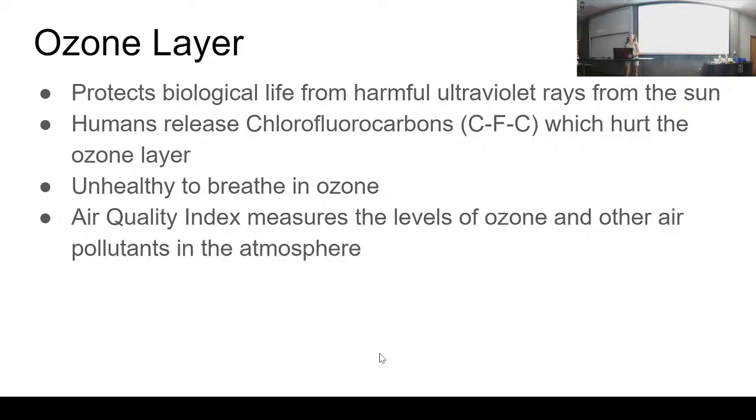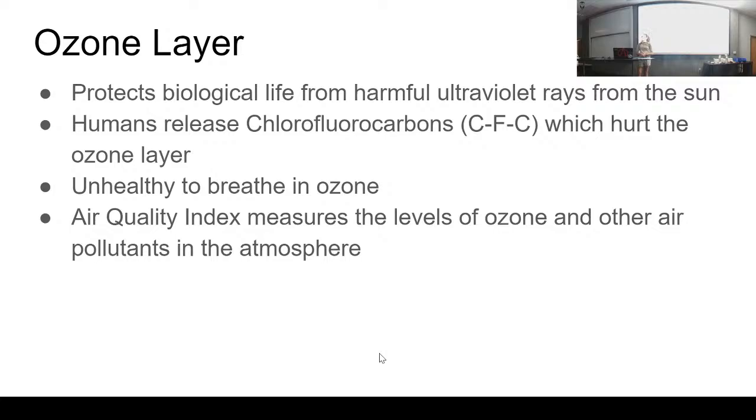You might have heard about the hole in the ozone layer, and that was caused by chlorofluorocarbons, CFCs. Car emissions and different factories are releasing these chlorofluorocarbons, and it's breaking up the ozone. It's created this hole. Again, that's going to be really bad because we need ozone to protect us, so we want to make sure we're not releasing these CFCs.